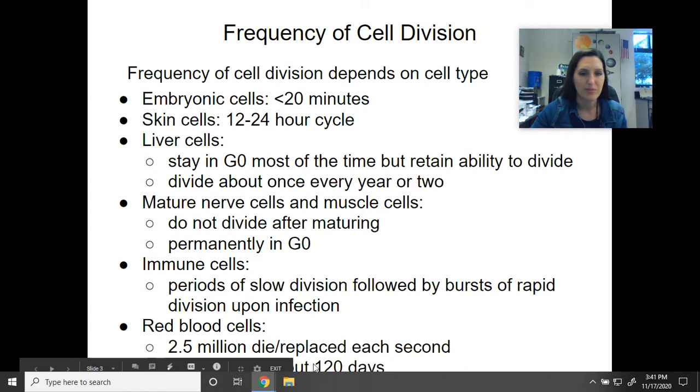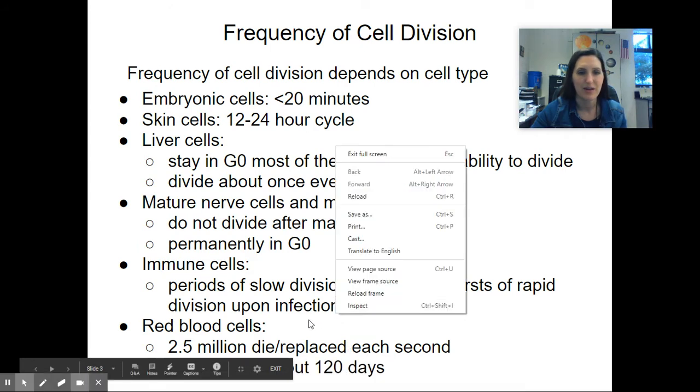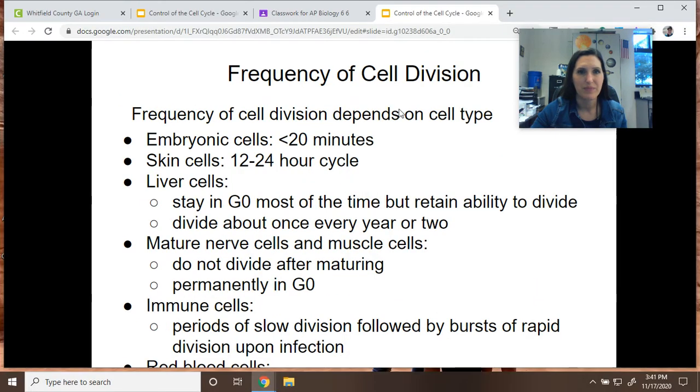There's another one here. Okay, I'm going to exit there because you just can't see it. There we go. I probably messed it all up now.